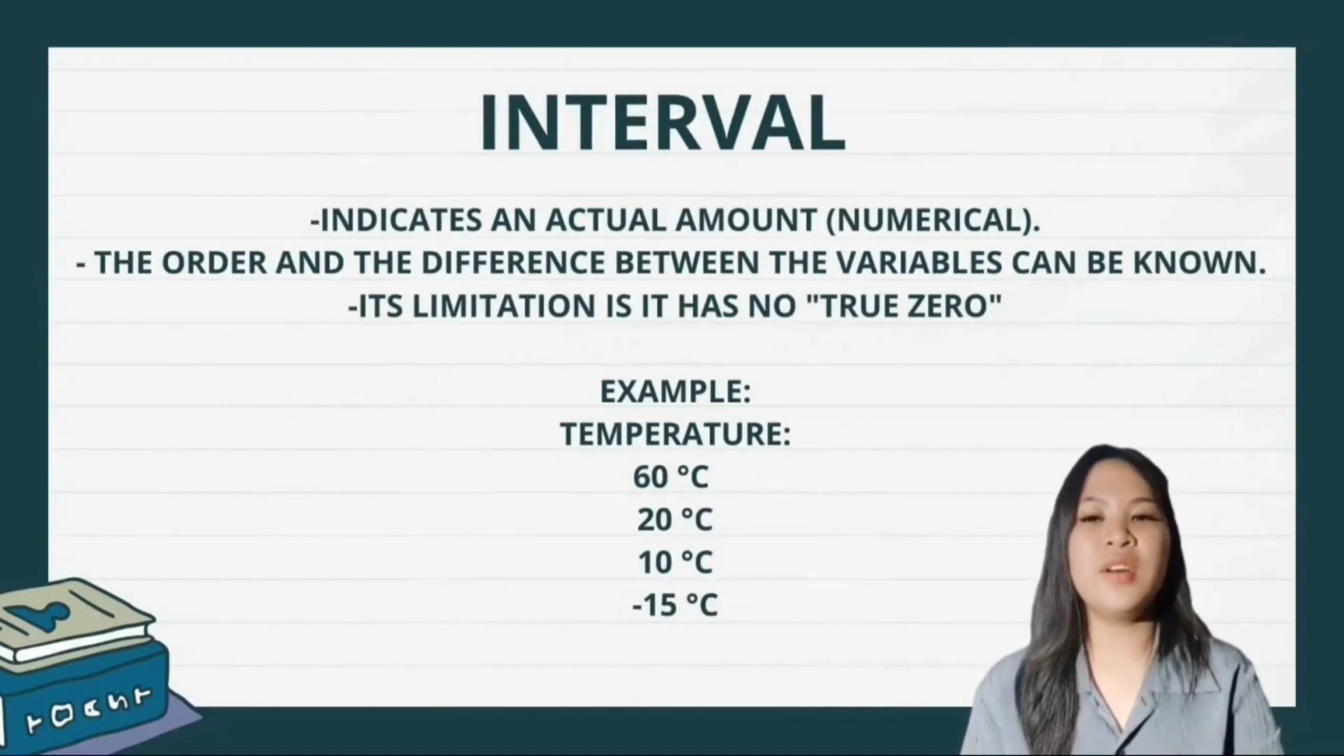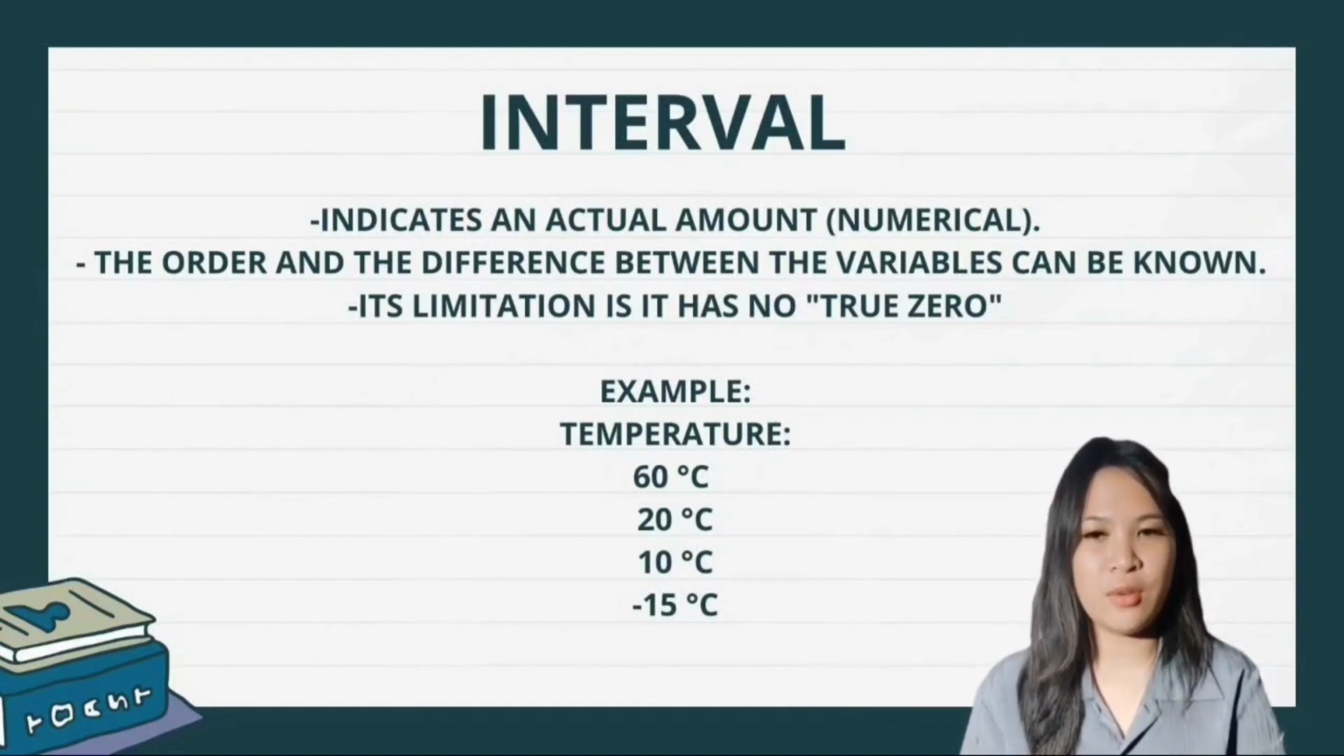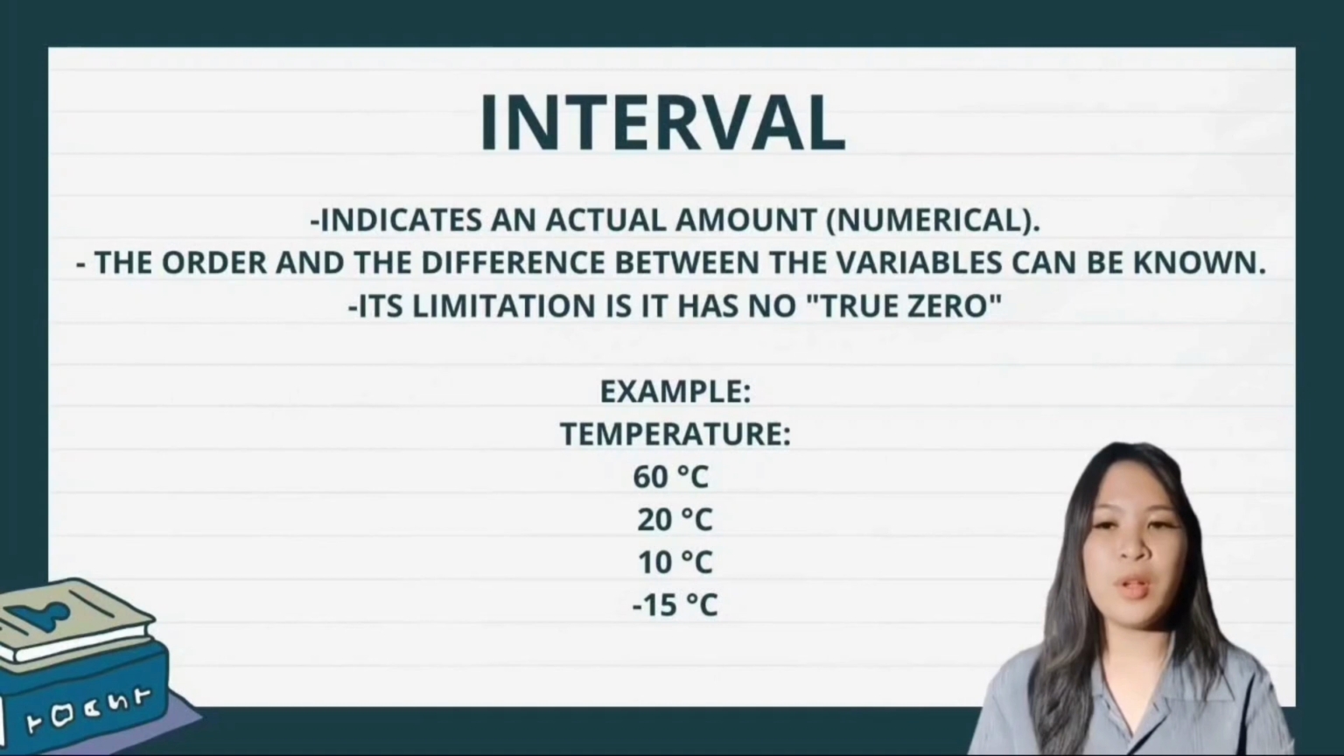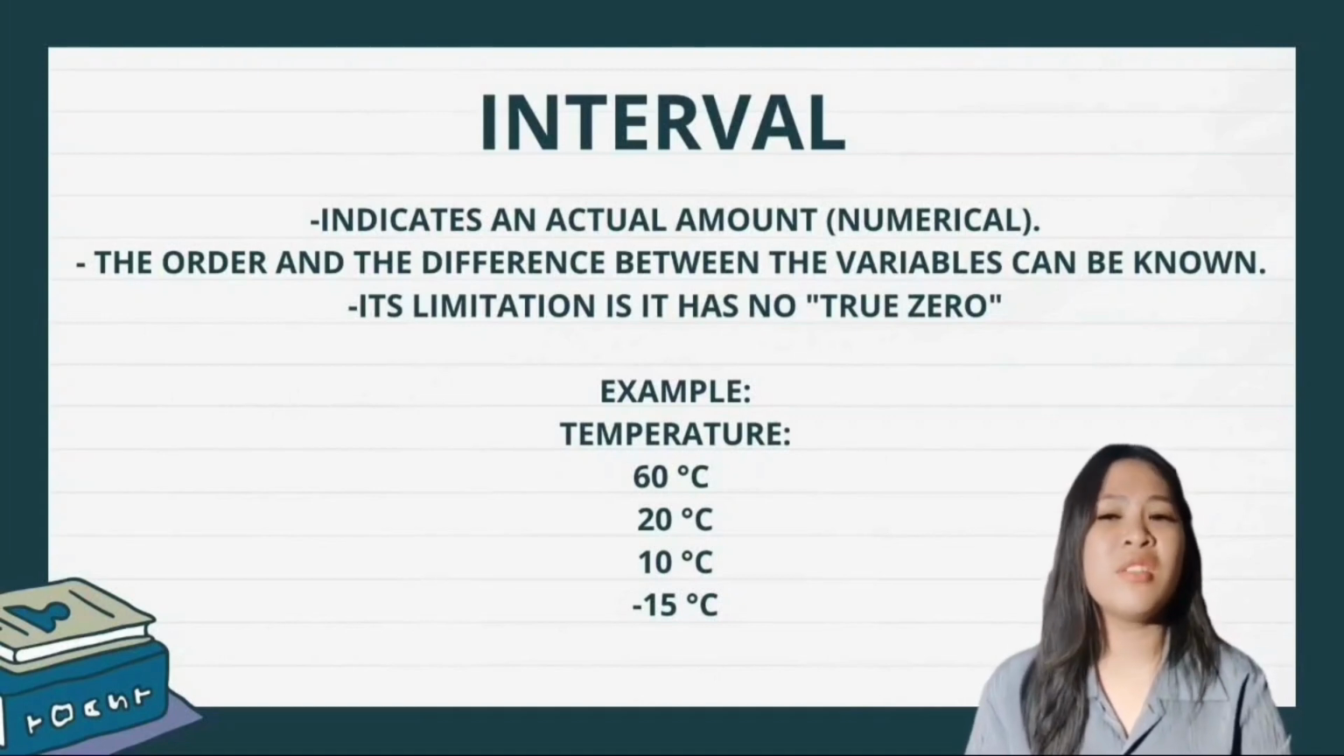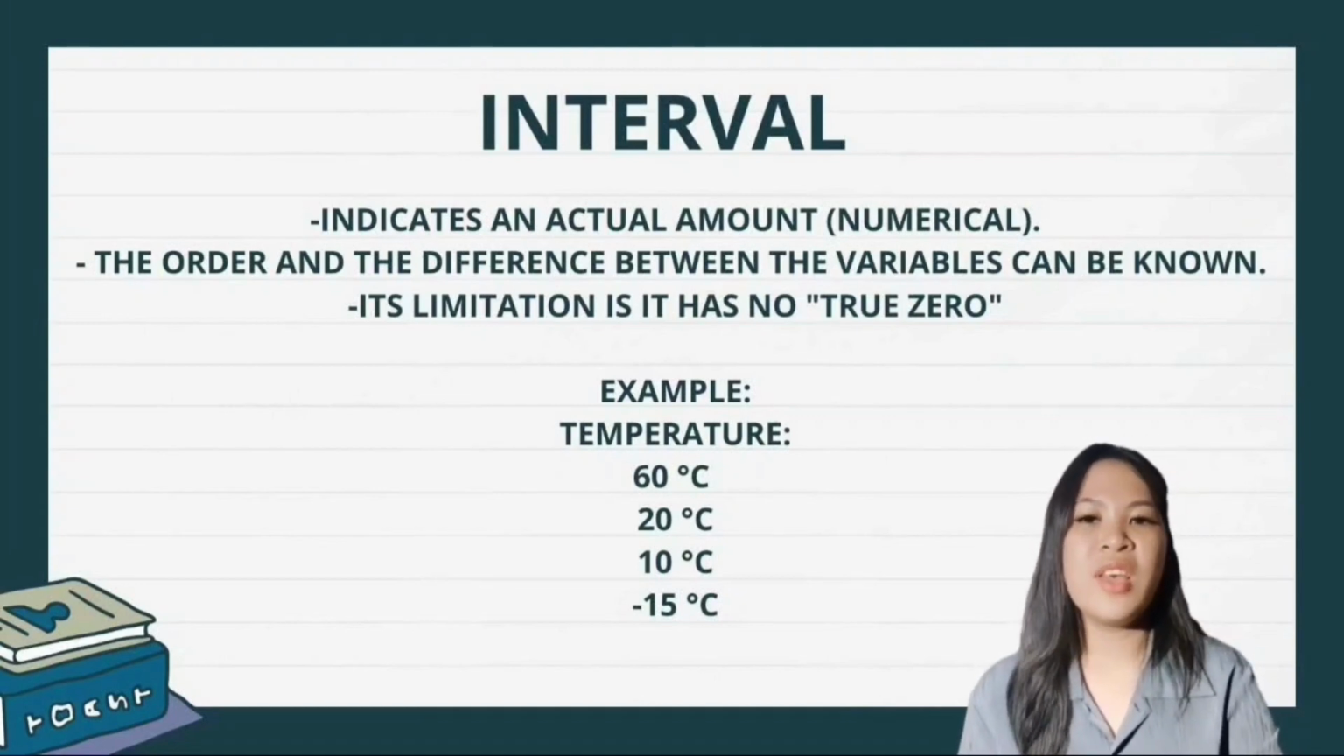Third is the interval. In interval, it indicates an actual amount or numerical. The order and the difference between the variables can be known. Its limitation is it has no true zero. No true zero because the zero is meaningful in a particular set of data. Just like in this sample, the 0 degrees doesn't mean that there's no temperature. There's still negative temperature, just like the negative 15 degrees and so on.